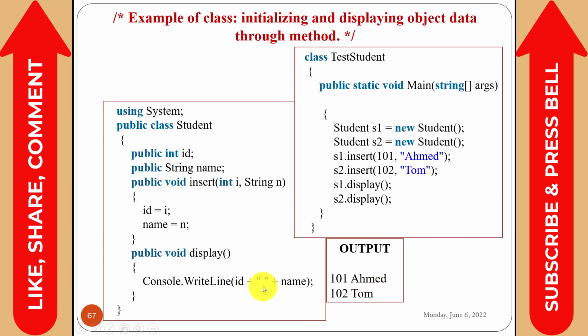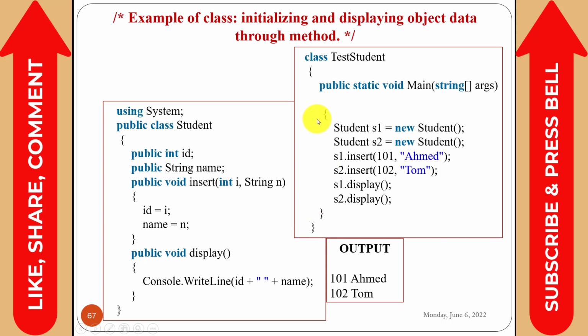This particular pair of double quotes we have given just to take a space between the values of id and name. So don't be confused by it. It is just a space. So this is a string type value, and that's why we have taken double quotes here with the space.